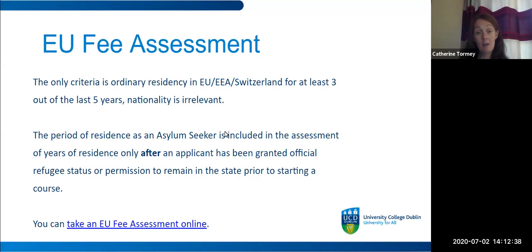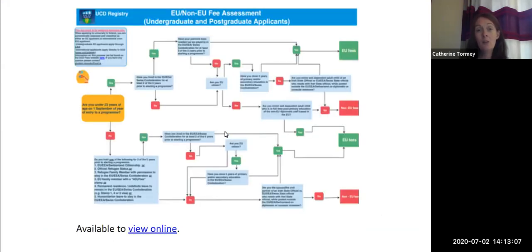So if you are currently an asylum seeker and you're going to be starting a course in September, then you won't be eligible for EU fee assessment. And if this is the case, then I advise you to look on our website for information regarding the UCD Sanctuary Programme, which is now open for applications and will close on the 7th of July. So if you're not sure whether you are EU fee eligible or not, you can take the assessment test online, and there's a link there which we will be circulating afterwards. There's also a really useful flowchart on the registry website, and we will be circulating the link to that as well, whereby you answer the questions truthfully and work your way through the flowchart, and it will tell you whether or not you're EU fee eligible.